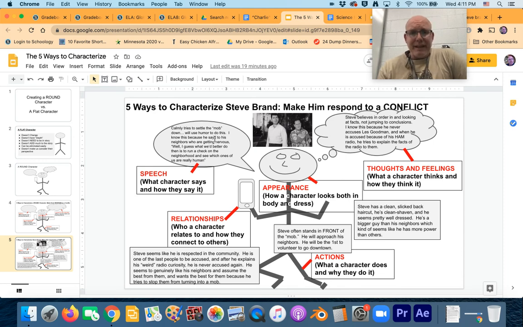So what I'd like you to do is take down these notes. So your paper should have the stick figure with all this stuff. It had speech, relationships, appearance, actions, thoughts, and feelings. And in these side boxes, I want you to write something down for Steve Brand. I just gave you examples. Make it shorter than what I did, but I want you to take a picture of that, and that's what you're submitting for homework for today.